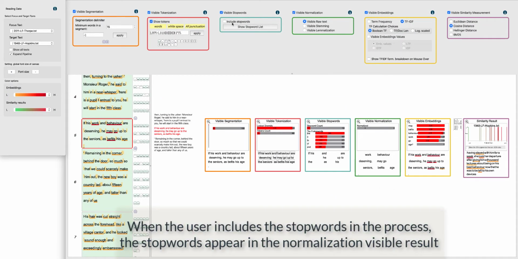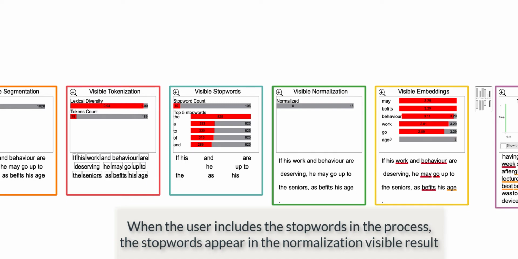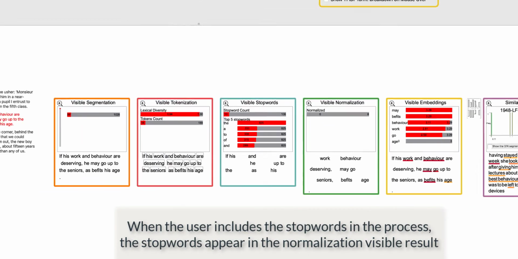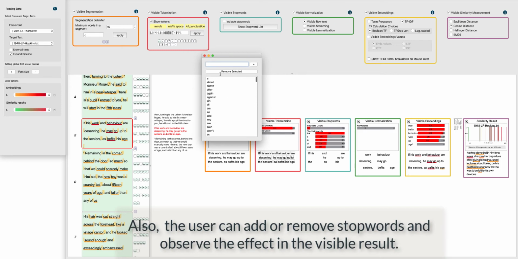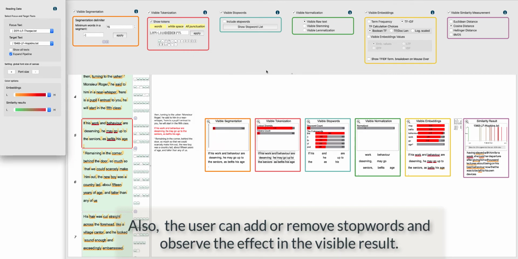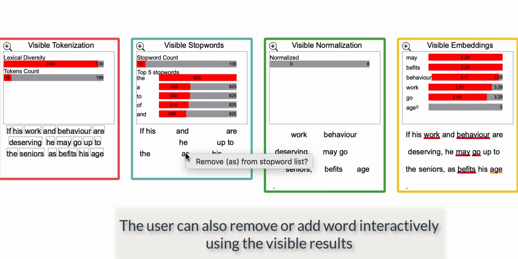When the user includes the stopwords in the process, in other words, does not apply stopwords removal, the stopwords appear in the normalization visible results and are not included in the next stages. The user can update the stopwords list from the VNLP GUI and also remove or add words interactively using the visible results.